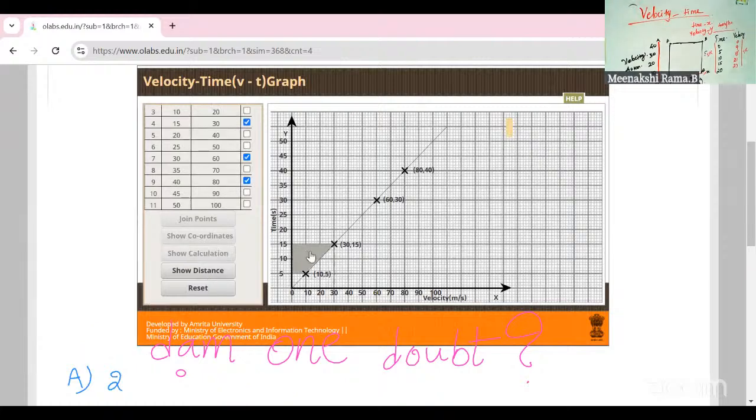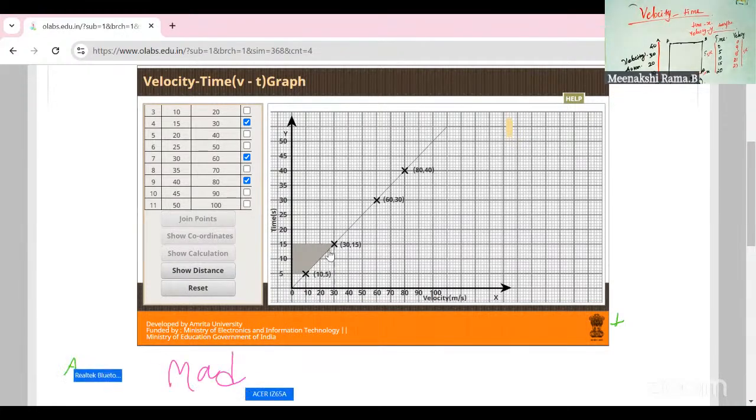It shows the distance traveled. Here, that shaded part differs from the first graph as well as the second graph. The speed of the vehicle varies between the first graph and the second graph. So this is non-uniform speed. Okay.